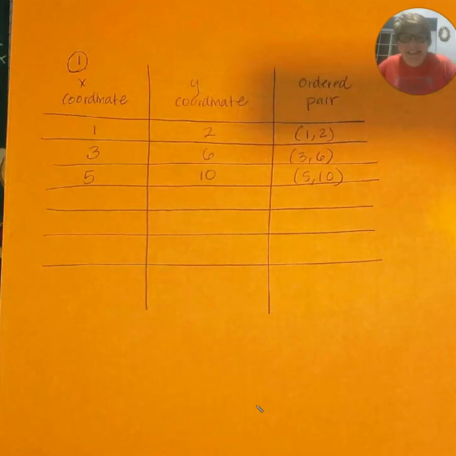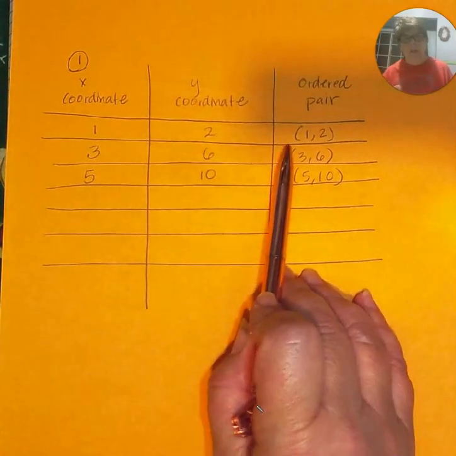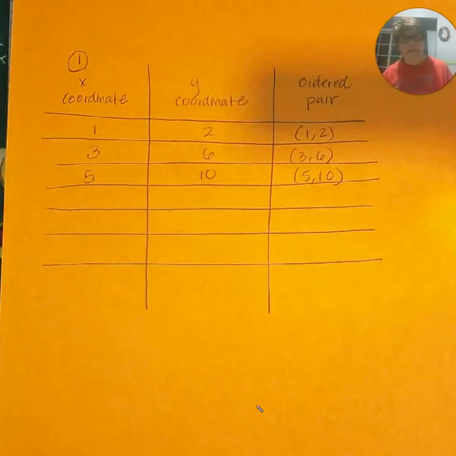Aloha, lesson 9, video 2, of course, module 6, grade 5, and here we are in your Learn book on the magnifying glass page for lesson 9, and you have a chart that looks like this, a table. We have x coordinate 1, y coordinate 2, ordered pair 1, 2; x coordinate 3, y coordinate 6, ordered pair 3, 6; x coordinate 5, y coordinate 10, ordered pair 5, 10.